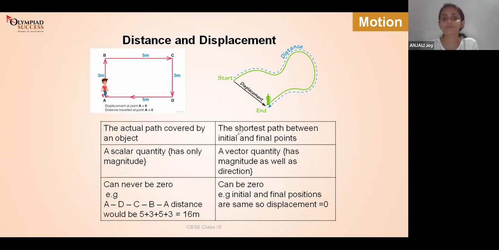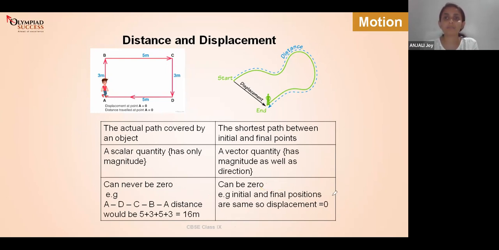So what was the displacement definition? The path between initial and final point. But there is no difference between the initial and final point. Both are same. So that means the overall displacement is 0. So this is the basic difference between distance and displacement. Distance can never be 0, while displacement can be 0.